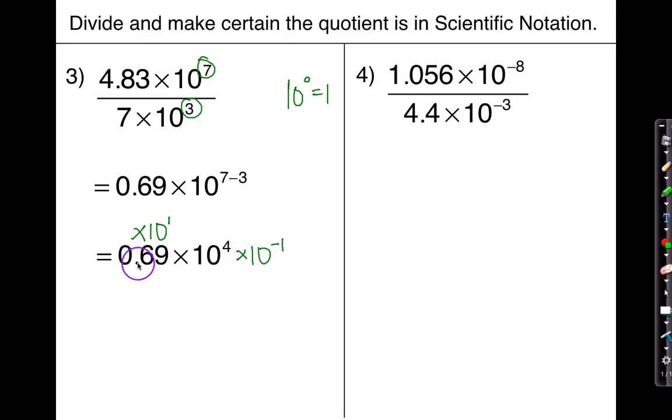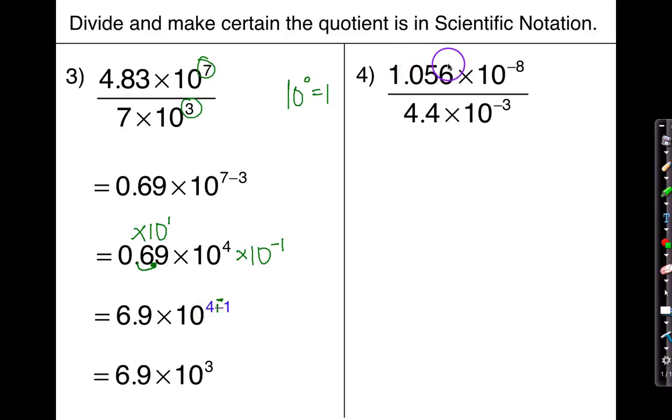So by doing that, you are moving the decimal over 1 to the right, leaving me with 6.9 times 10 to the 4 plus negative 1, since it is multiplication, which would leave us with 6 and 9 tenths times 10 cubed. Number 4, same idea.